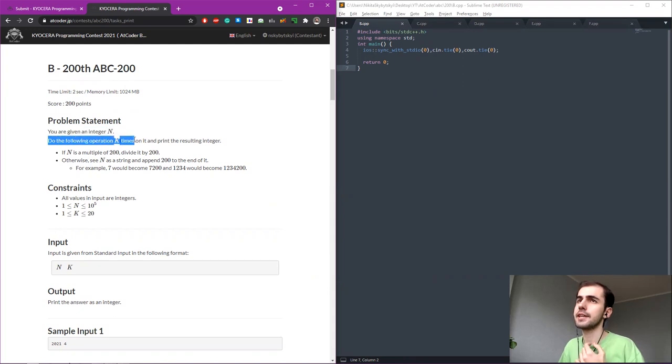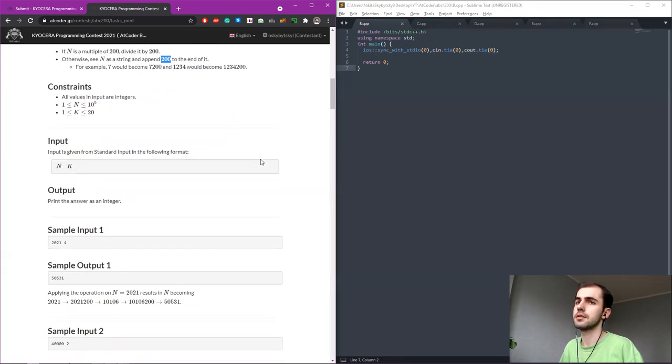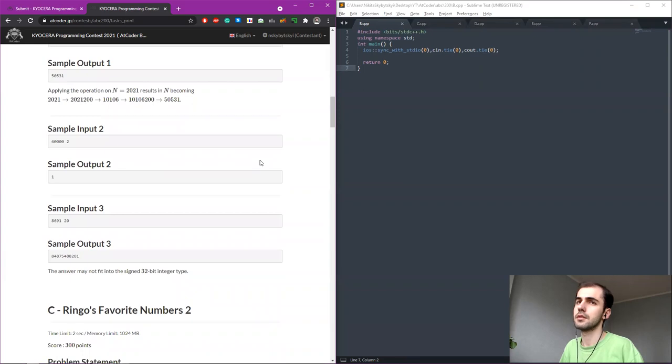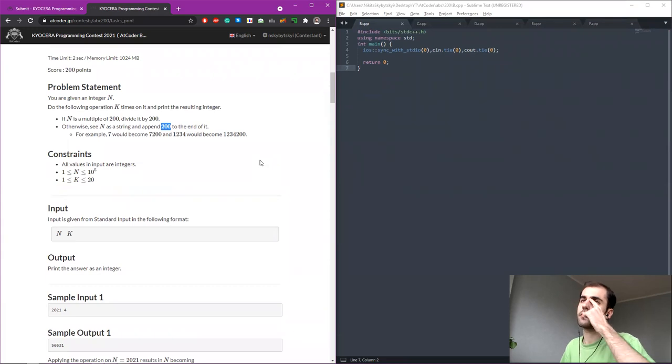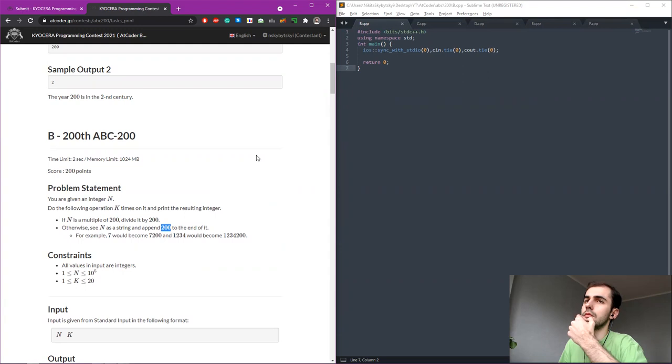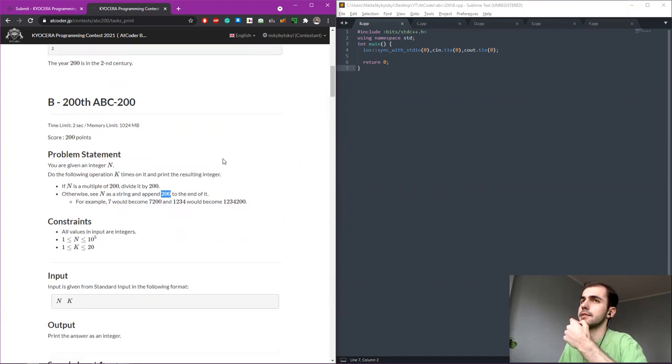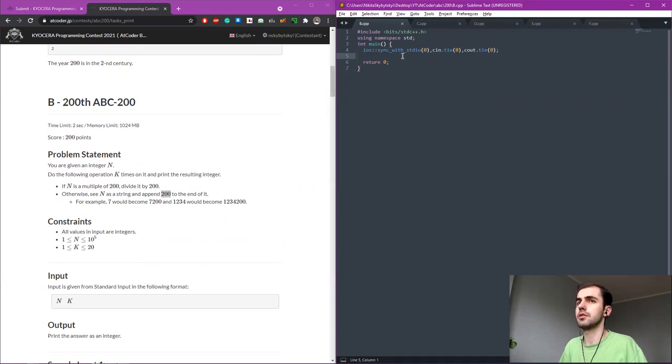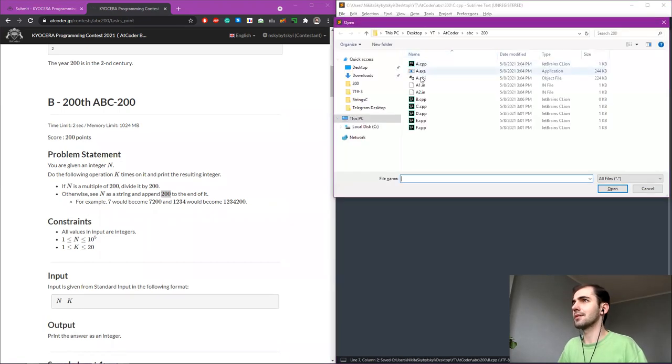So problem B, 200s ABC, makes sense. We are given an integer n. We want to do the following operation k times on n and print the result as an integer. So if n is a multiple of 200, divide by 200, otherwise append 200 to the end of that string. Wow, okay, interesting. I legit don't see anything better than a naive simulation, to be honest. And I don't want to do it in C++, sorry.